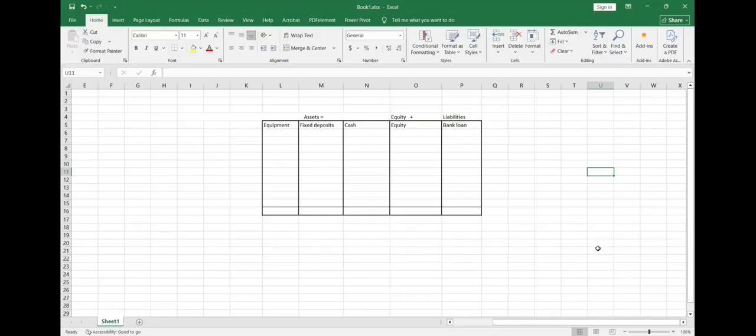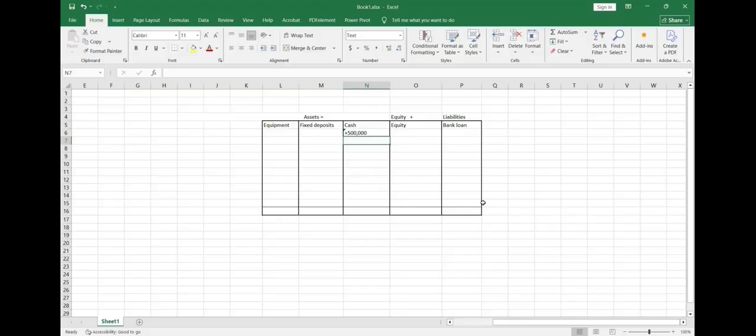Now here you can see an Excel sheet. I am using an Excel sheet to explain this problem to you. You must write this in your books. Firstly, I wrote down the equation. According to the first transaction, Nehara invested 500,000 as the capital. Nehara invested money, so cash should be increased by 500,000.